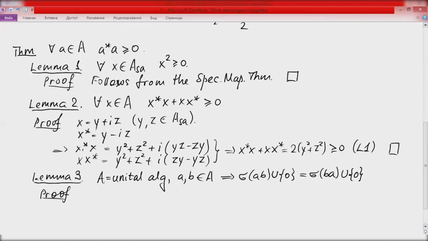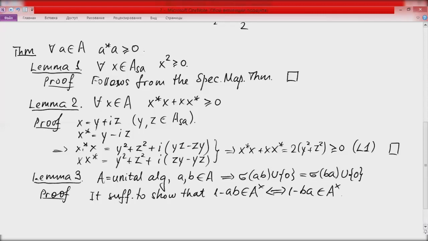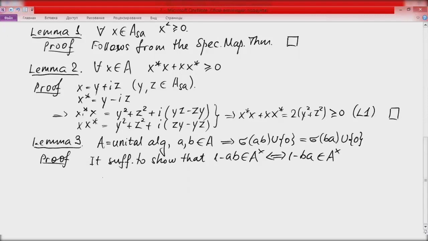To prove this result, let's first observe that actually it suffices to show the following. It suffices to show that 1 minus AB is invertible if and only if 1 minus BA is invertible. Well, this is just because for each non-zero number lambda, AB minus lambda 1 can be written in the following form. And so everything is reduced to the invertibility of this element.